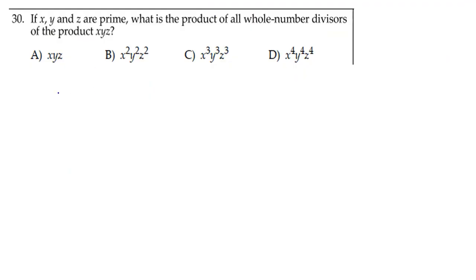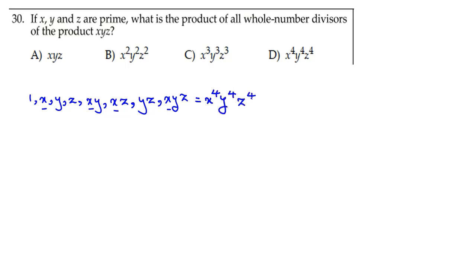So the problem is this. If we want to write divisors of xyz, because they are primes, we can write the divisors as 1, x, y, z. If you use two of them, xy, xz, yz. If we use three of them, xyz. And then if you multiply, how many x's are there? 1, 2, 3, 4. X to the 4. Similarly, we can say y to the 4 and z to the 4.